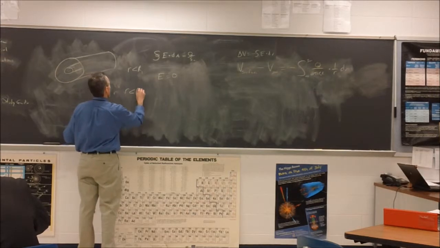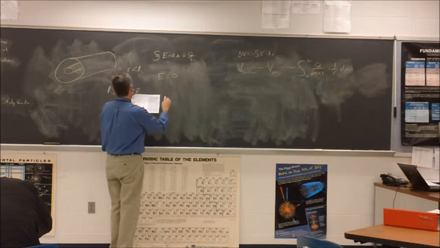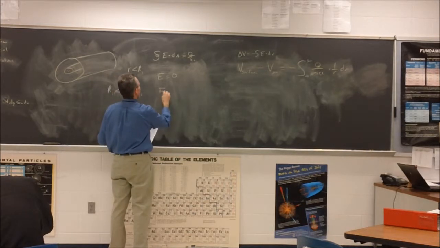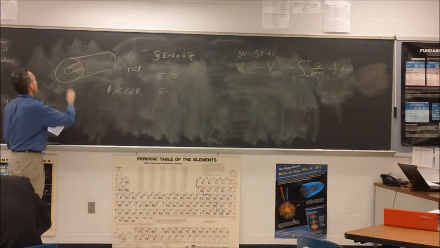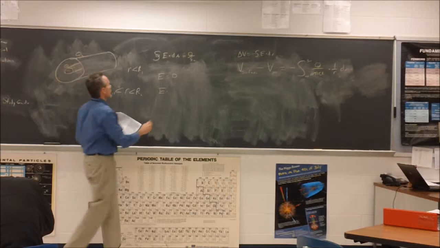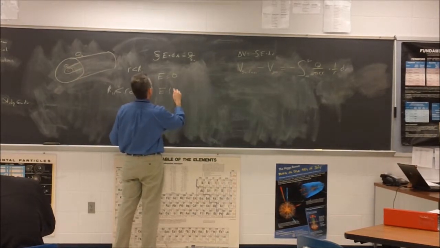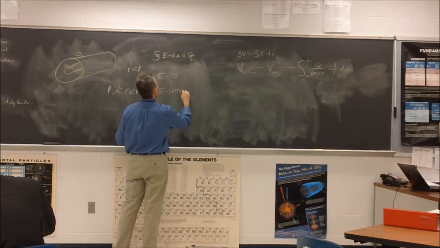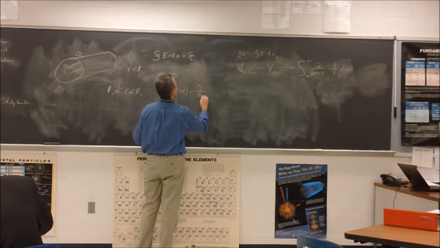Then looking at the next one. r is between R2 and R1. So this is going to be E times, do you want me to use Q? Yes, that's right, Q1 and Q2. Okay, so E times the area of the Gaussian, that's going to be 2 pi r L, equals Q1 over epsilon naught.